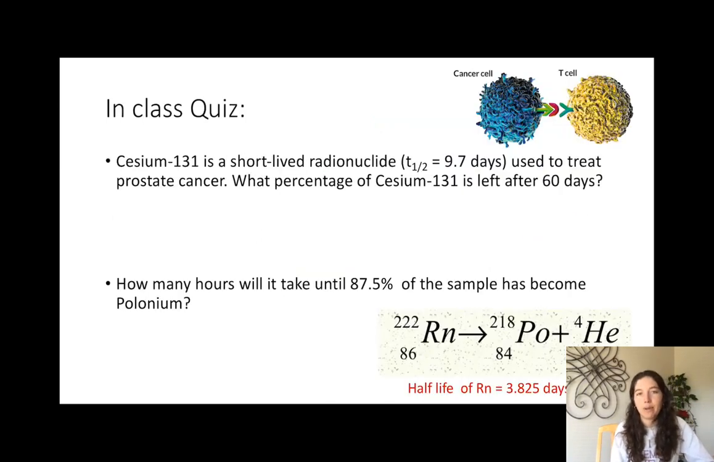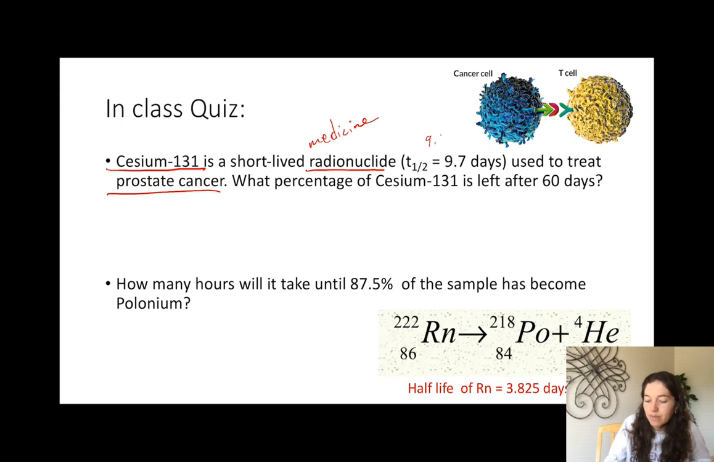Let's look at an example here. So cesium-131 is a short-lived radioactive atom, or you might call it a radionuclide. That's normally what they use in medicine. So this is used to treat prostate cancer, and it has a half-life of 9.7 days. So remember that whatever your half-life is in is what your time is going to be in as well.